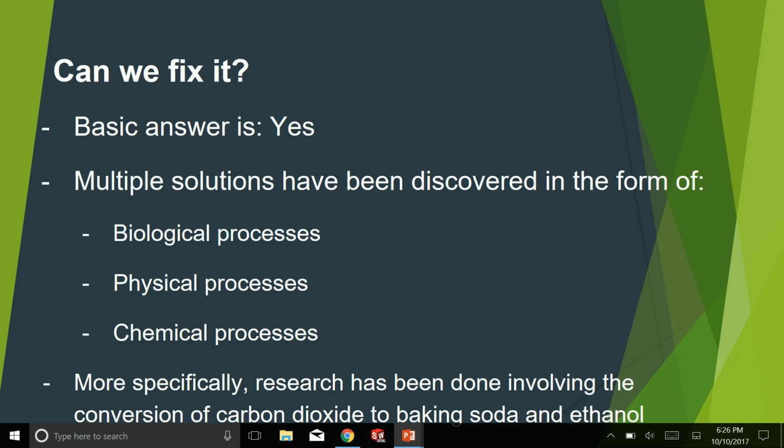Can we fix it? Yes. Multiple solutions have been discovered in the form of biological, physical, chemical processes, and more specifically, research has been done involving the conversion of carbon dioxide into baking soda and ethanol.